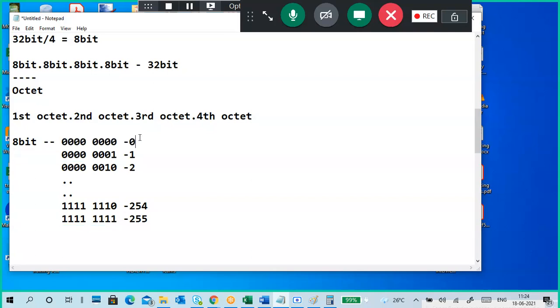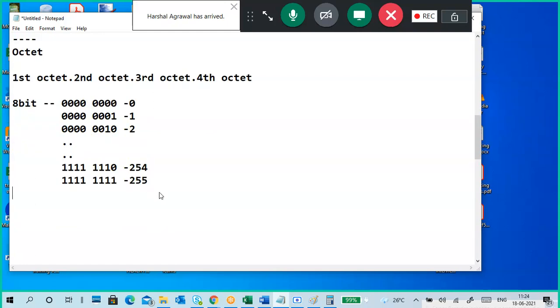The first one is 0. The last one is 255. So what does this 8 bit mean? The range is 0 to 255. The 8 bit range is 0 to 255 in decimal format. Got the point, guys? Yes, sir. Okay.